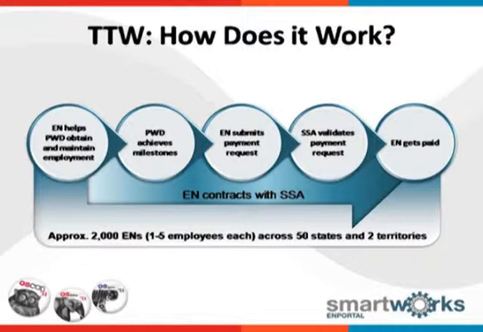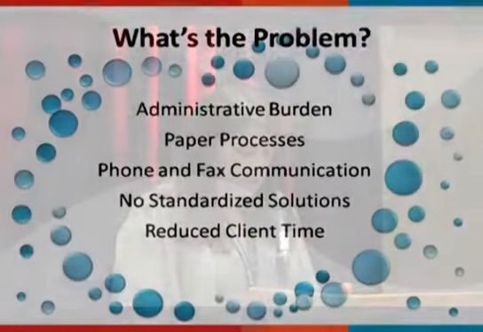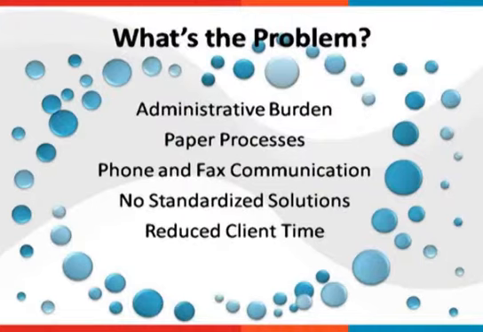As far as the impact of this, there's about 2,000 ENs in the United States, Puerto Rico, and Guam, with about 1 to 5 employees each. Okay, so I talked a little bit about the problem already in some of the previous slides. Suffice it to say, this is very chaotic. It's just a very chaotic environment where hardly anything is really standardized per se.